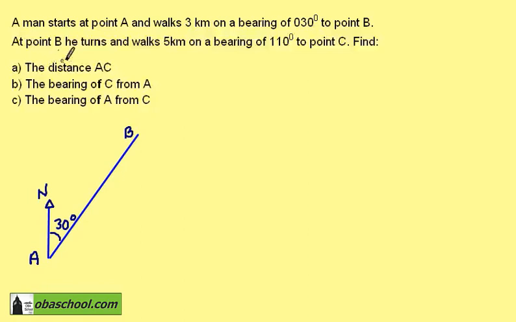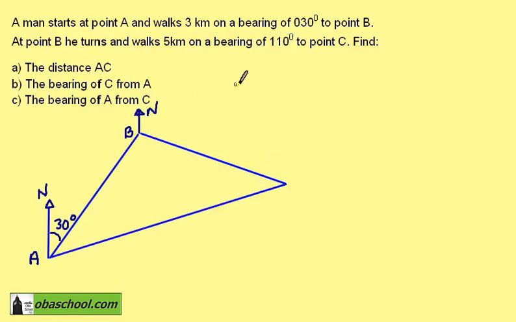The second line says at point B he turns and walks 5 kilometers on a bearing of 110 degrees to point C. So we need another north line at B, and then he's going to walk on a bearing of 110 degrees, again measured clockwise from north, to point C. Here is the point C. He walked 5 kilometers here, 3 kilometers from A to B, and the bearing 110 degrees measured clockwise from the north line.